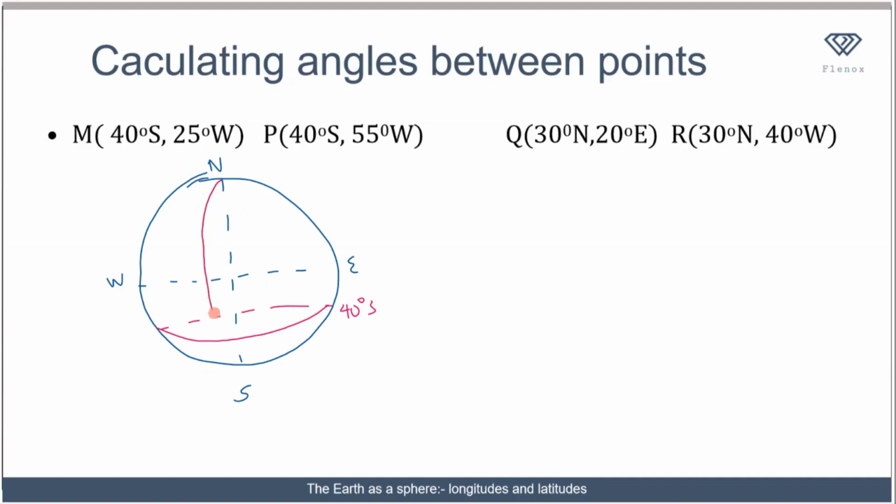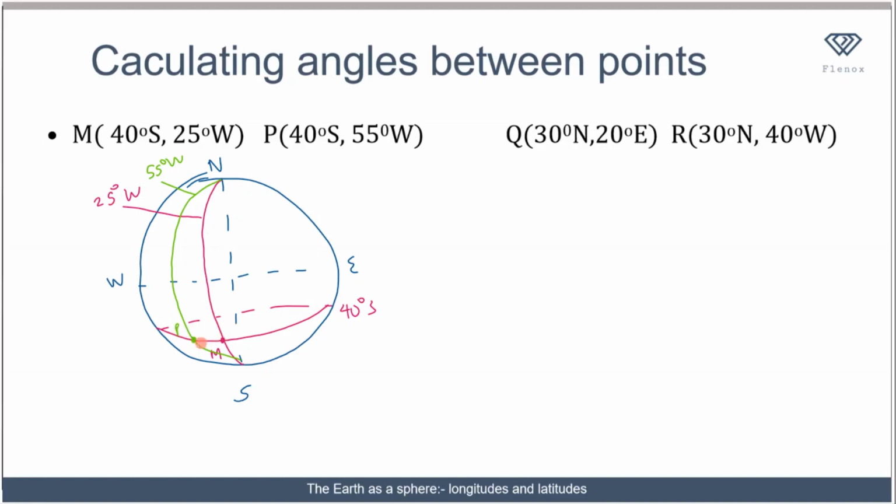So you have what? 25 degrees west. For the second one, you have 20 degrees south, which is also this line over here. And so this point over here is my point M. And for my second point, you have 40 degrees south, which is also this line, and 55 degrees west. So 55 degrees west will be at the back of this point over here. So this is what? 55 degrees west. So as you can see, this point here is point P.